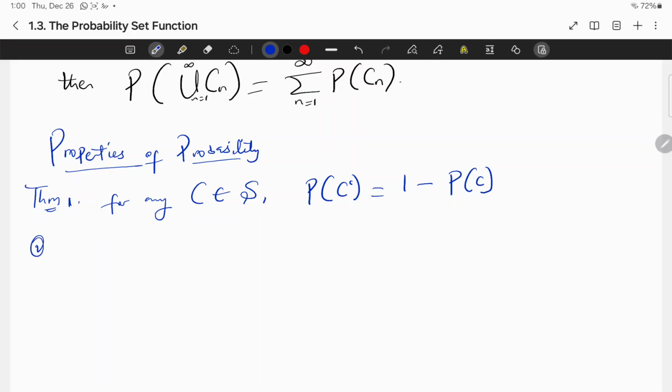Then theorem 2 under properties. For any C that belongs to the sigma field, the probability of C is always between 0 and 1. So the probability of an empty set is 0.